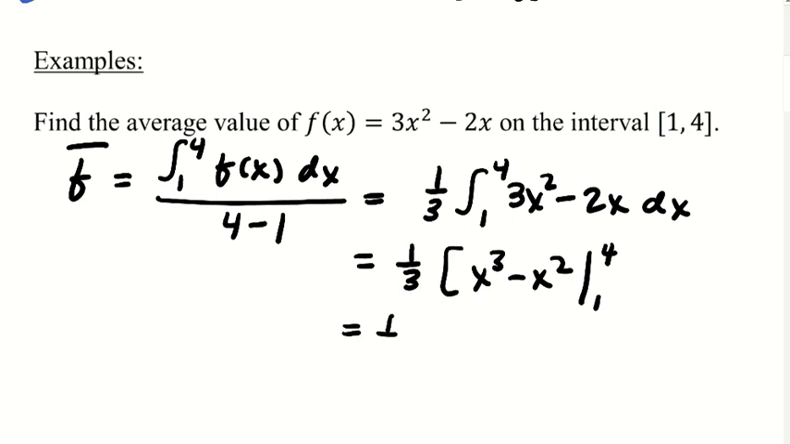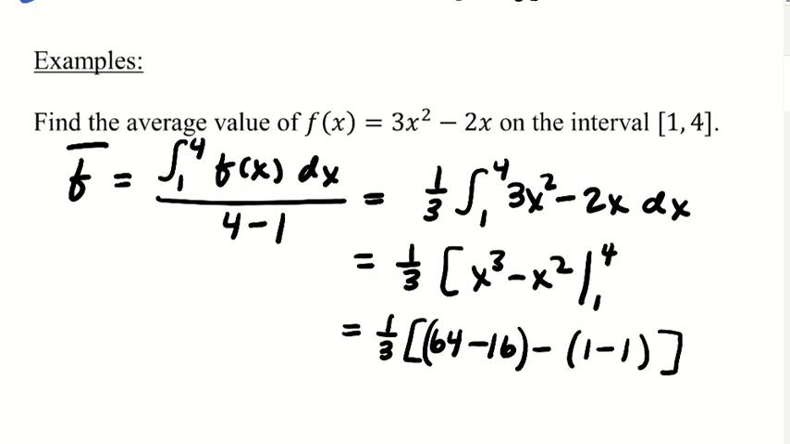So I'm going to have 1/3 of 4 to the third, which is 64, minus 16, minus, well, 1 to the third is 1, minus 1 squared is also 1. So it's going to be 1/3 of 64 minus 16. And this would be a safe place to stop if we were working on the free response section of a test or something. But if you really wanted to know what the average value of this thing was, you need to do some arithmetic. So 64 minus 10 is 54, and 54 minus 6 is 48, and you divide 48 by 3, and you get 16.